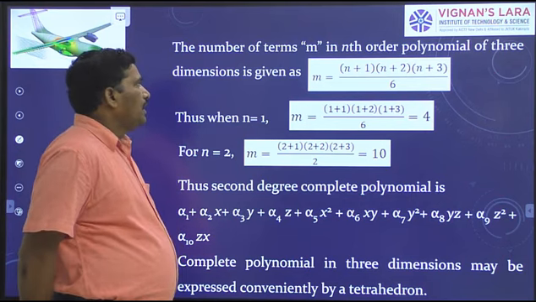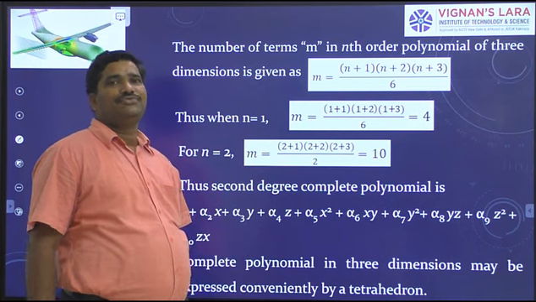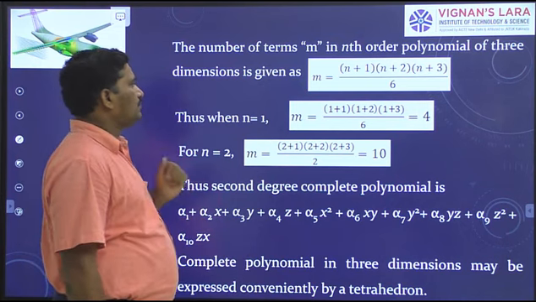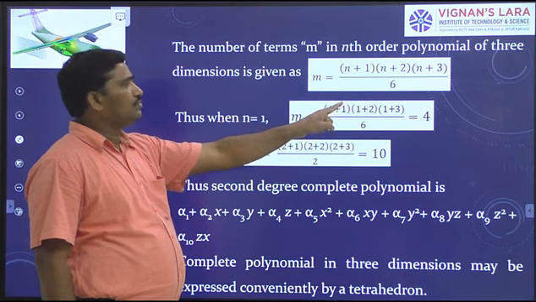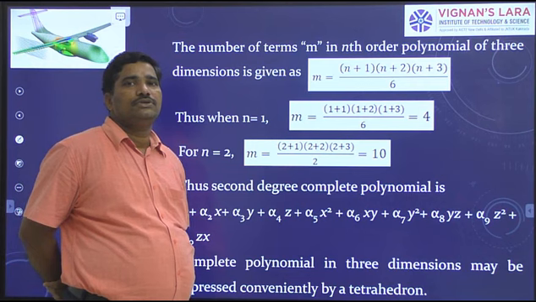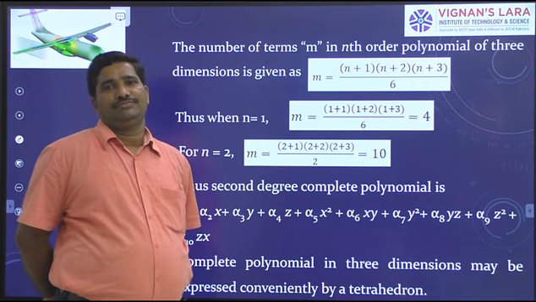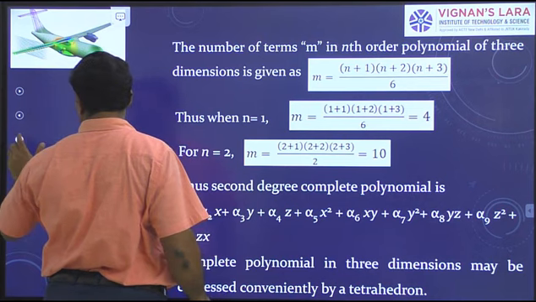I take n equal to 1, I get a linear polynomial of 3 dimensions. When n equals 1, m equals (1 plus 1) into (1 plus 2) into (1 plus 3) by 6, you get 4 terms. How you get? You can try.